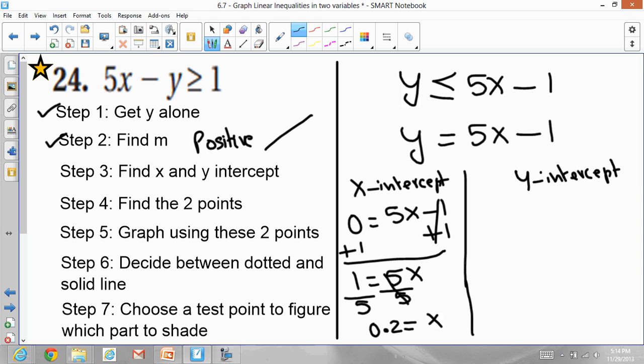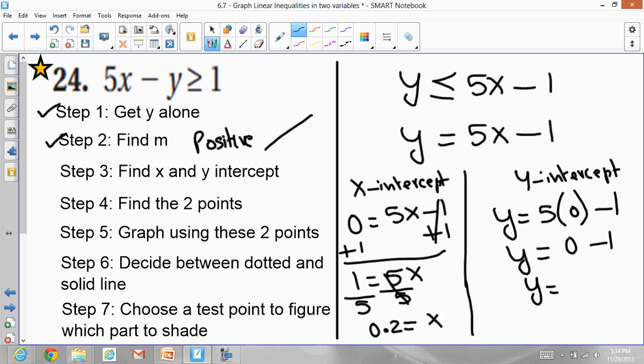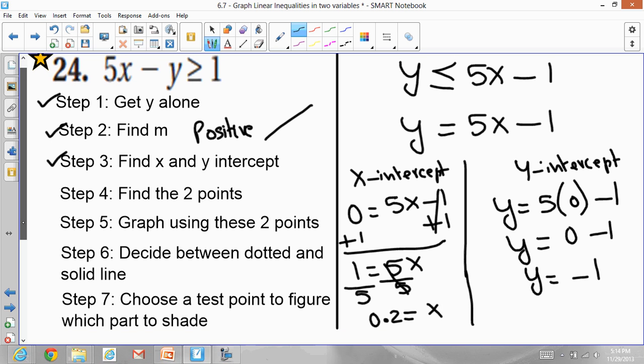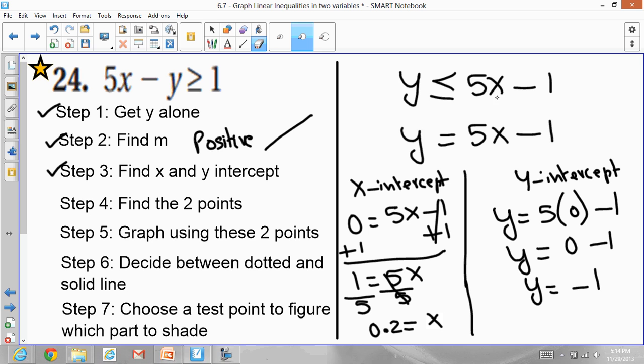Now go for my y-intercept. So y-intercept you can find out provided your x is a 0. So I'm going to replace my x as 0, which is going to give me y equals 5 times 0 is 0 minus 1. So I'm going to get y equals -1. So my step number 3, find the x and the y-intercept, is done. Now using the x and the y-intercept, I'm going to get my 2 points.